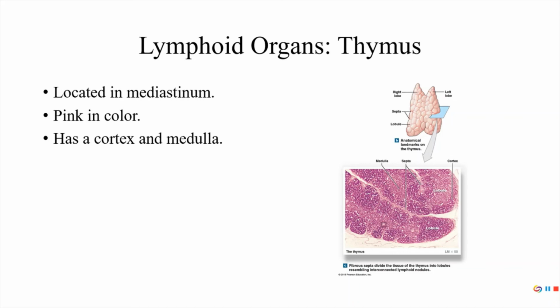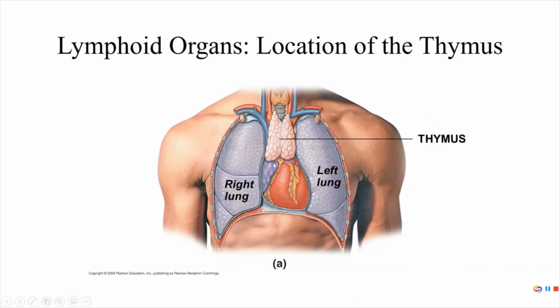He will be pink in color. There will be a cortex and a medulla, which in lecture I will talk about how cells come into the thymus, they come into the cortex, they go to the medulla, then they leave for peripheral tissues, things like that. Now, the thymus is really just above the heart here, behind the sternum, located in the mediastinum.